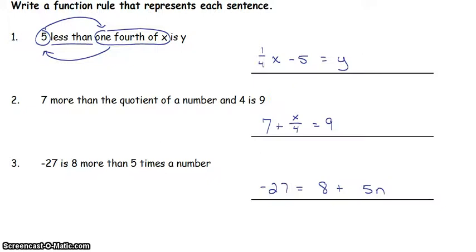For number 2, 7 plus x over 4, because the quotient of a number and 4 is division, equals 9. And for number 3, negative 27 equals 8 plus 5n.